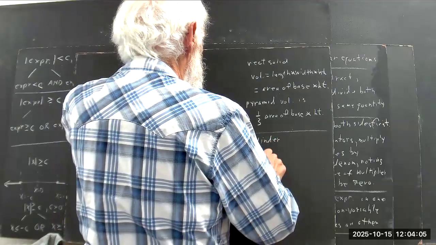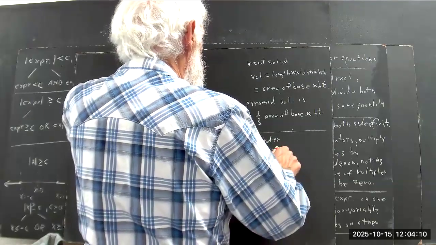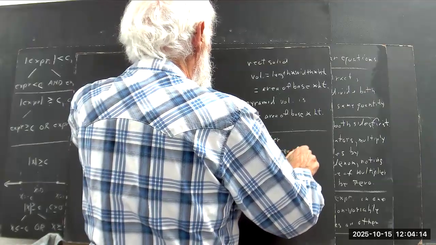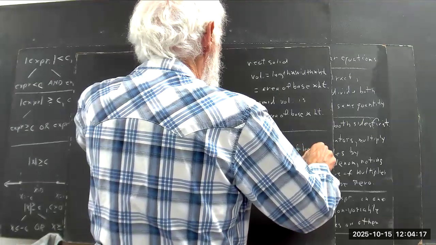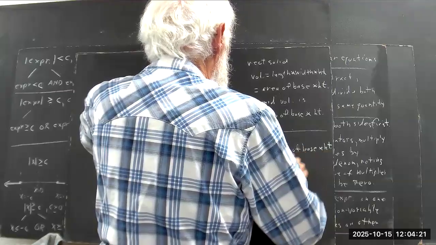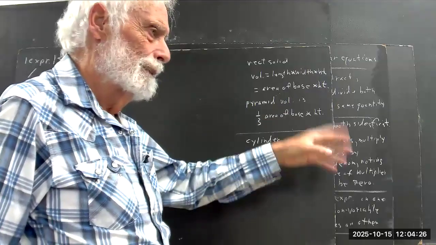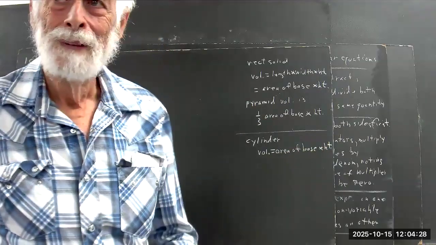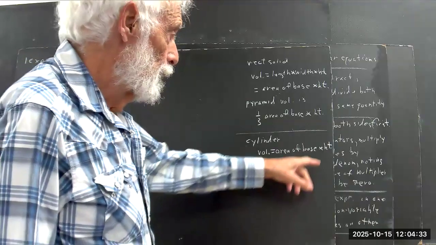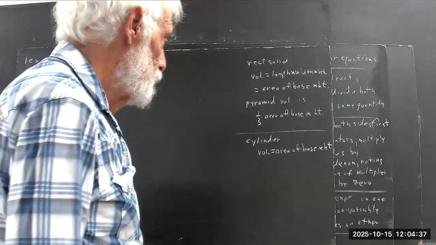Cylinder. The volume is the area of the base times the altitude. Again, height isn't quite the right word, but it's easier to abbreviate, okay? As long as you remember that the height is altitude measured perpendicular to the base, you'll be okay with it.